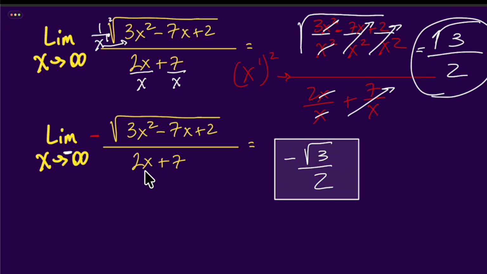We're going to do the same thing. Divide top and bottom by x to the first. Insert that as x squared. And the same algebra is going to occur. The only thing that's different is that added negative.